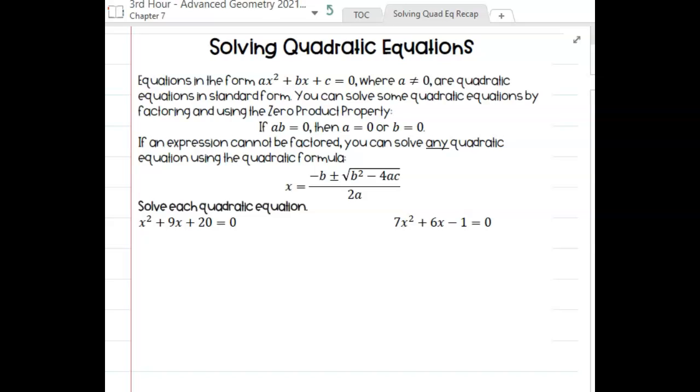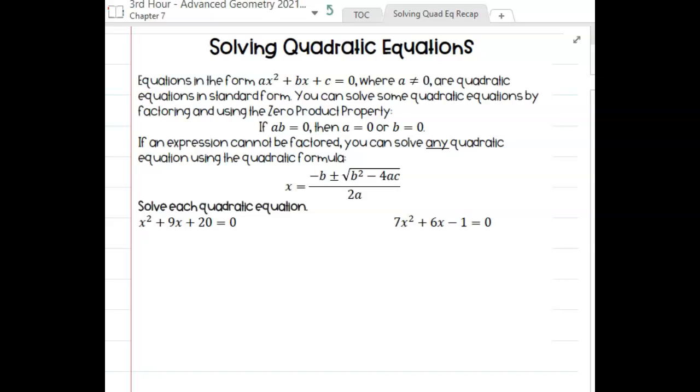If you're going to solve it by factoring, you're going to use the zero product property, which says if a times b equals 0, then either a equals 0 or b equals 0. It just means if I tell you I multiply these 2 things together and I got 0, one of those 2 things has to be 0. There's no other possible way to multiply and get 0 if one of those things wasn't 0. So you're going to factor, set each factor equal to 0, and then solve. If you can't do that, then you're going to do the quadratic formula.